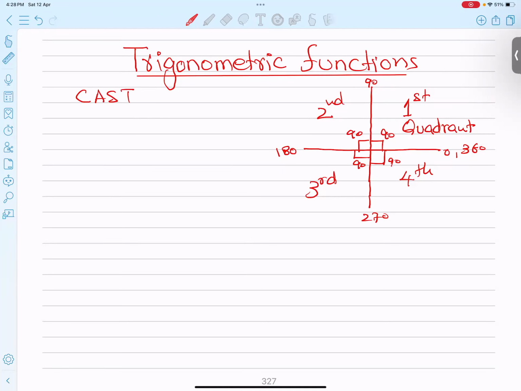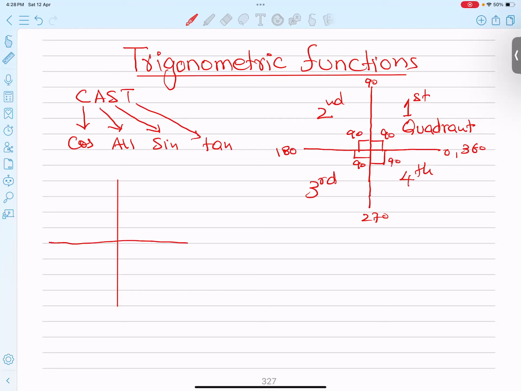CAST. C stands for cos, A stands for all, S stands for sine, and T stands for tan. So don't forget this one, CAST. All right, have a look now and get ready for this concept. Now, all of you, take your calculators in your hand.